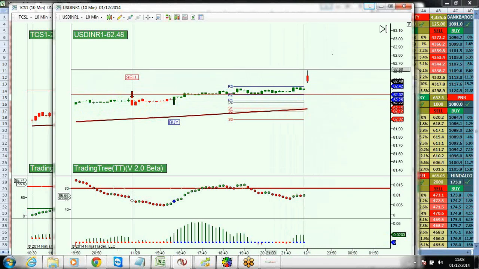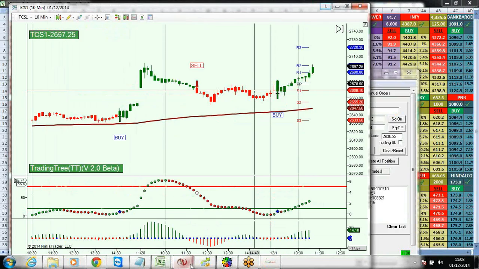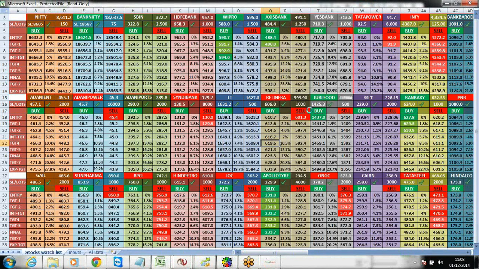I will show you how the sector works, and the necessity we have for that. Let me add TCS here, and let me add Tech Mahindra here, and at the same place we'll add HCL. So you can see all the IT pack is up except Infosys.